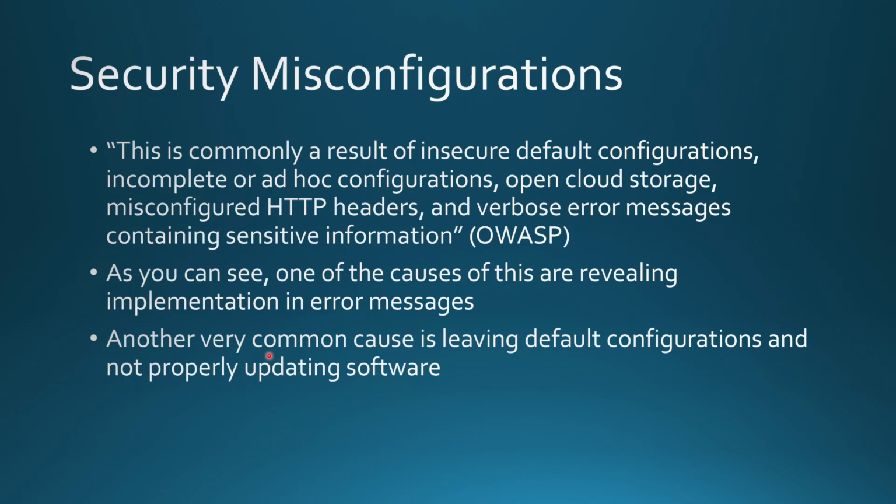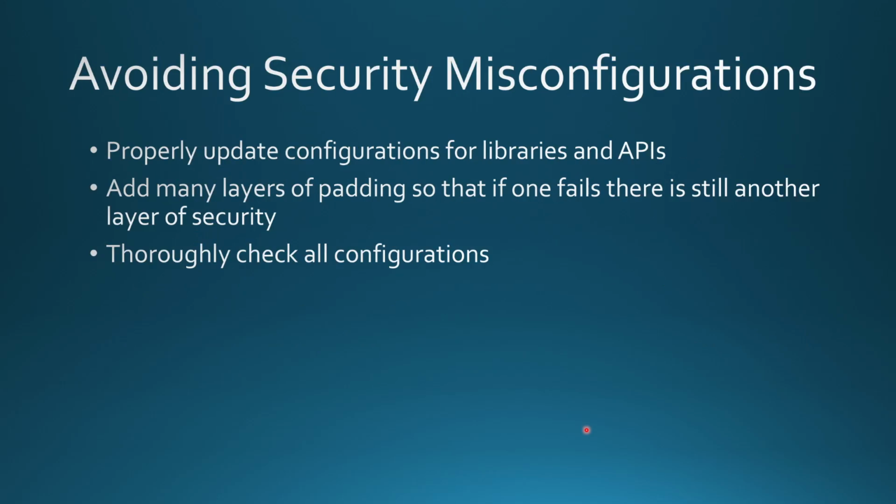And then finally, security misconfigurations. This is commonly a result of insecure default configurations, incomplete or ad hoc configurations, open cloud storage, misconfigured HTTP headers, and verbose error messages containing sensitive information. That's again from OWASP, and you can see immediately verbose error messages is the revealing implementation in error messages that I was talking about earlier. As you can see, one of the causes of this is that implementation in error messages. Another very common cause is leaving default configurations and not properly updating your software. That can't be stressed enough.